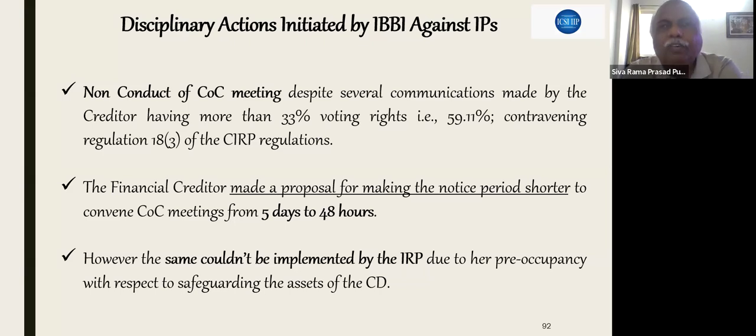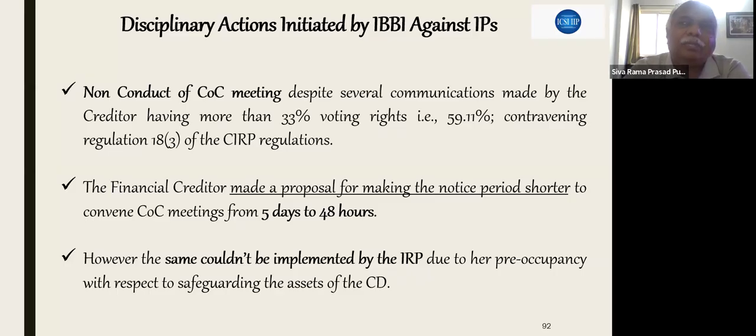The importance is that if a financial creditor having more than 1/3 voting right makes a request, you have to conduct the meeting. In this case, the voting right is 59.11%. Why are you bypassing? The COC is your boss, and this contravenes regulation 18(3) of the CIRP regulations. The financial creditor made a proposal for making the notice period shorter, convincing the COC, from 5 days to 48 hours.